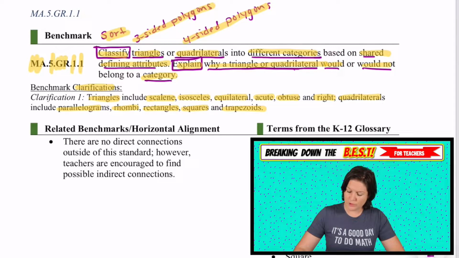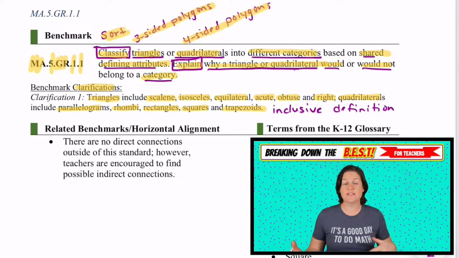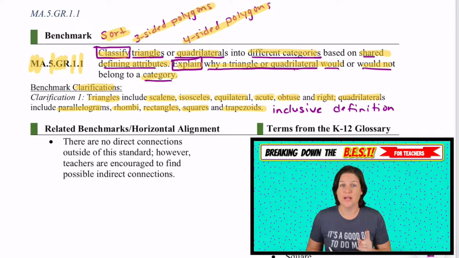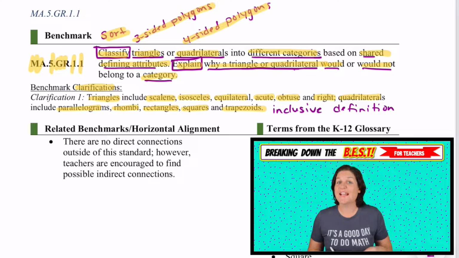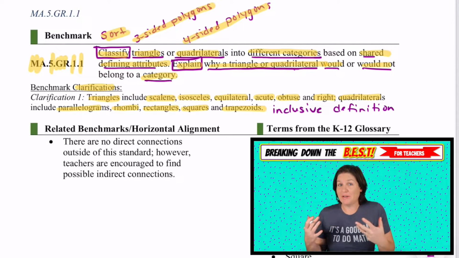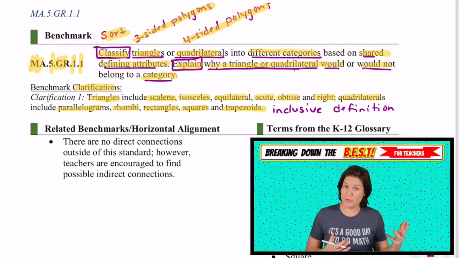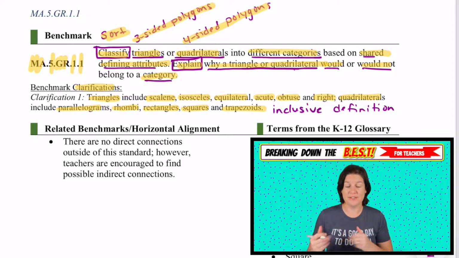That trapezoids, we are talking about the inclusive definition. Sometimes in the United States, we define trapezoids as having exactly one pair of parallel lines. But with the B.E.S.T standards, we're talking about the inclusive definition. That means that trapezoids are quadrilaterals that have at least one pair of parallel sides, meaning that a parallelogram is technically a trapezoid when we're wrapping it up in this definition.